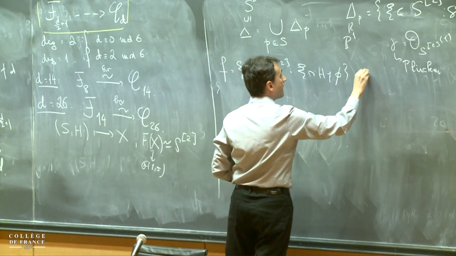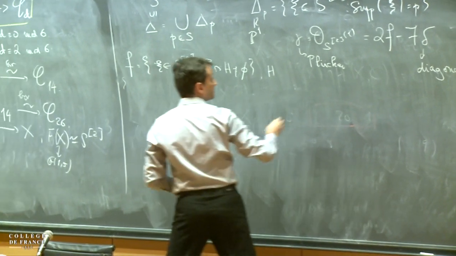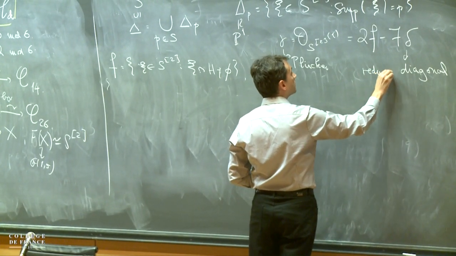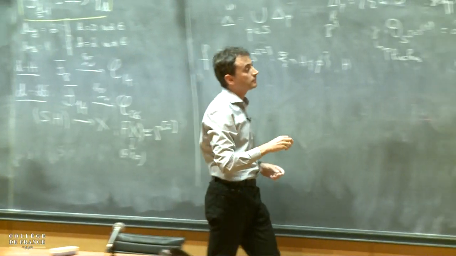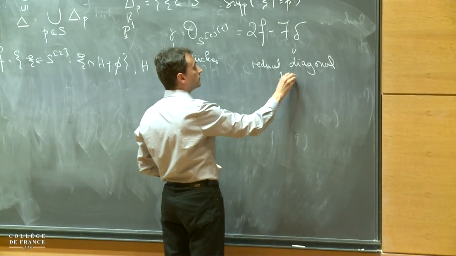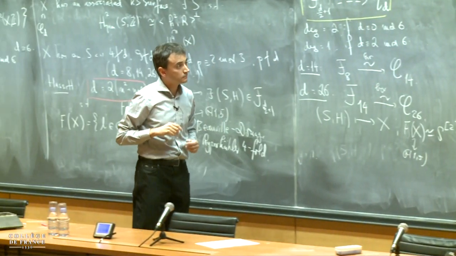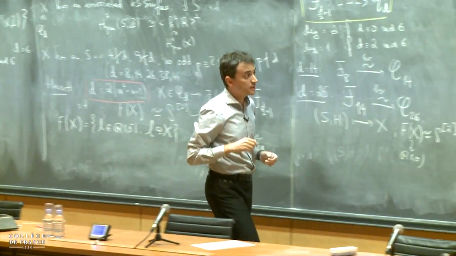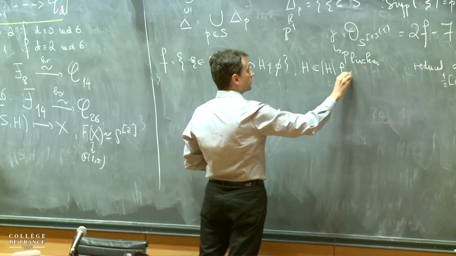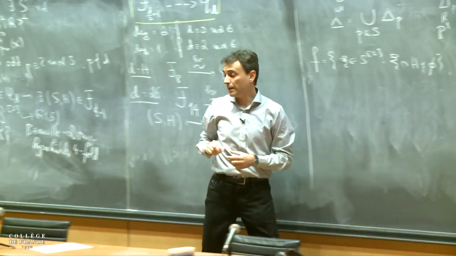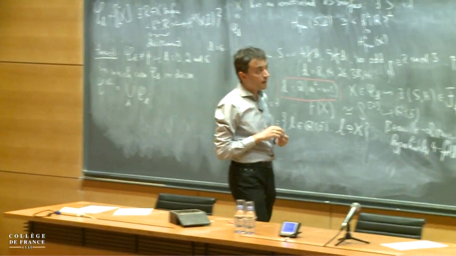Yeah, but I think it's half of the diagonal. That's right, the diagonal, but it's the reduced one. The reduced diagonal, yes. So this is the class. Okay, so H is a fixed curve in the polarization. Okay. So this is what we know.